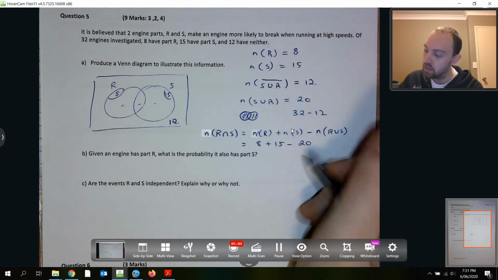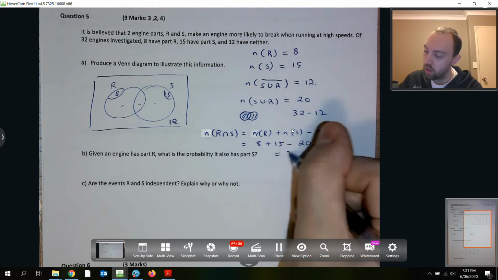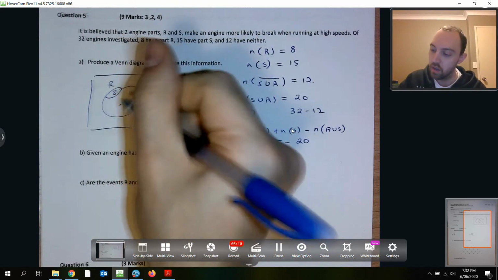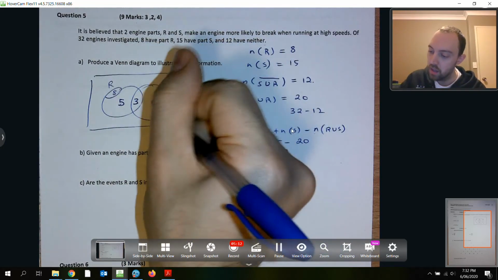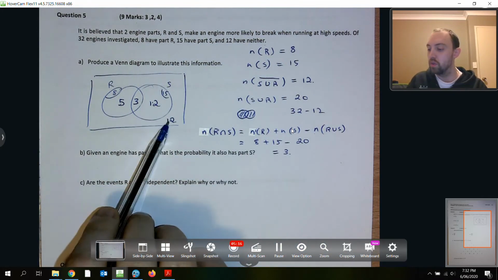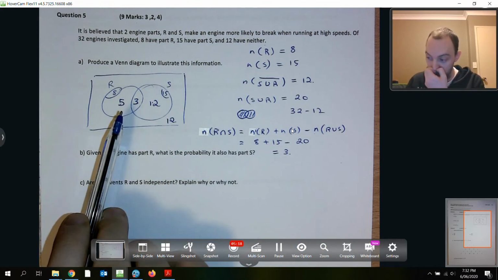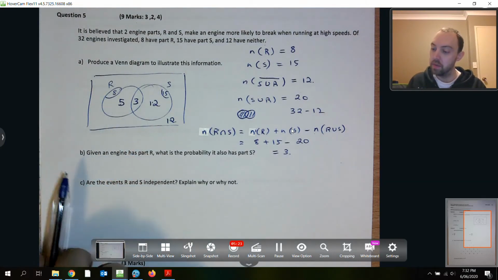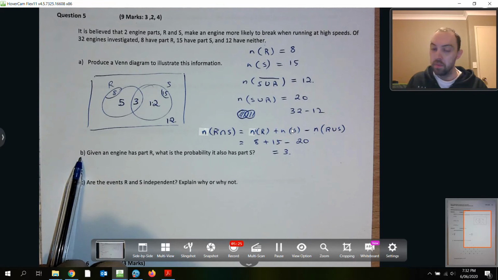So we've got 23 take 20, which is 3. So 3 goes in the middle here, 5 goes here, and 12 goes here. In total, we should have 32. 24 and 8 makes 32. Cool. Pretty happy with my Venn diagram here. I'm going to move on to part B.